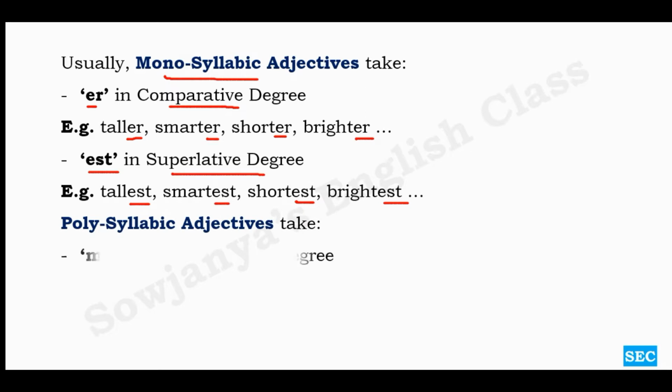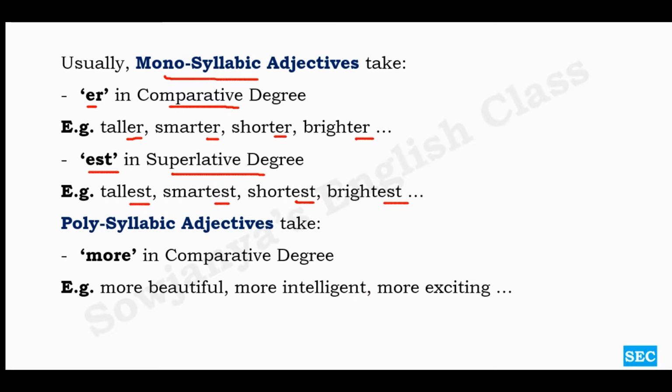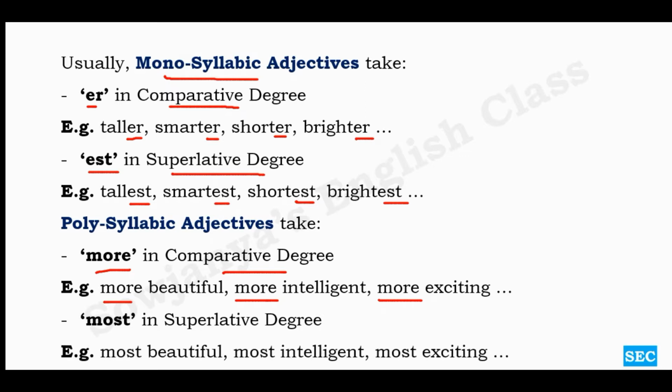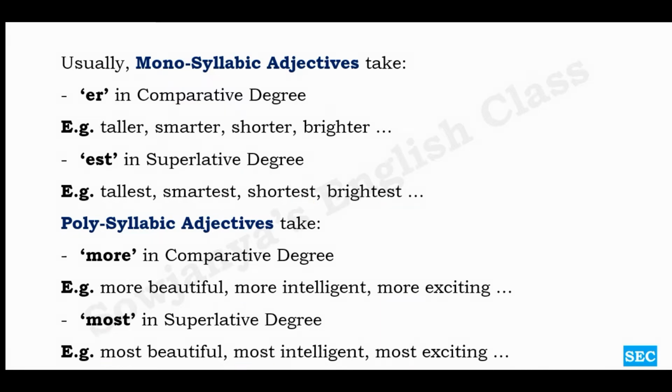Polysyllabic adjectives take more in comparative degree. For example, more beautiful, more intelligent, more exciting. If you observe all this, simply we have added more to show comparative degree. Most in superlative degree. For example, most beautiful, most intelligent, most exciting. Let us see the exceptions as well.